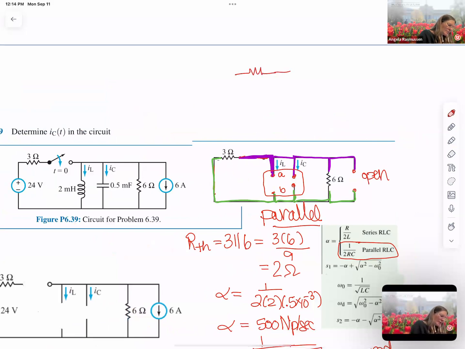I mean, this circuit can be redrawn, because the wire is there, I can draw it as this. That would be the same. And you could see there maybe that 3 has to be in parallel with 6. Or I could redraw it as this. These are all the same circuits.